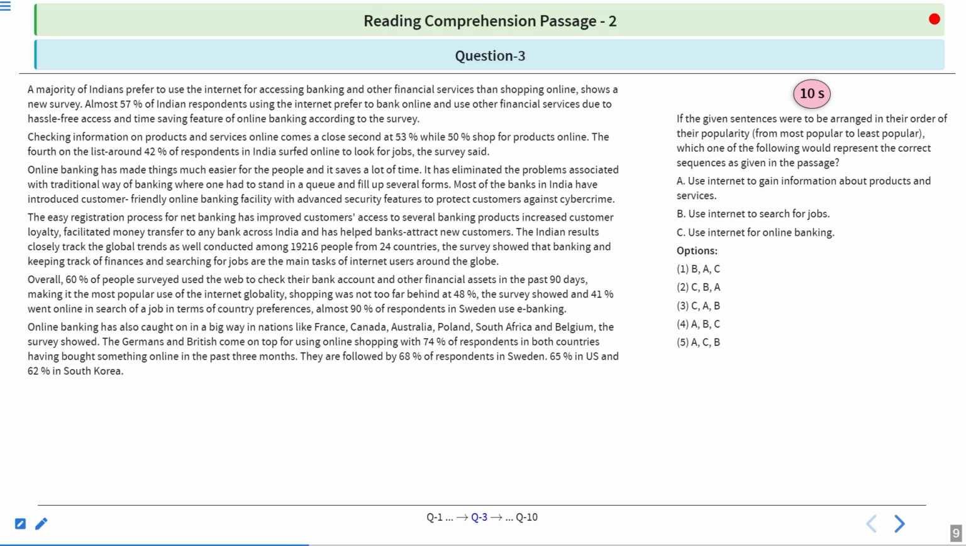The same passage. And the question is, if the given sentences were to be arranged in their order of popularity from most popular to least popular, which one of the following would represent the correct sequence as given in the passage? A. Use internet to gain information about products and services. B. Use internet to search for jobs. C. Use internet for online banking. Options are, option 1 is BAC, option 2 is CBA, option 3 is CAB, option 4 is ABC, and option 5 is ACB. You have 10 seconds to choose accordingly. Your time starts now.